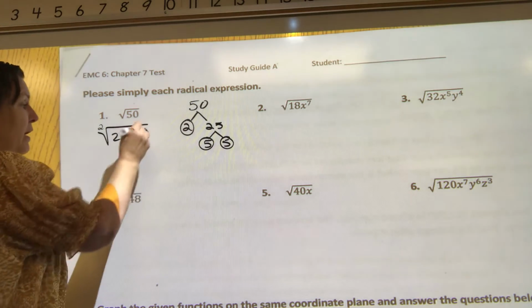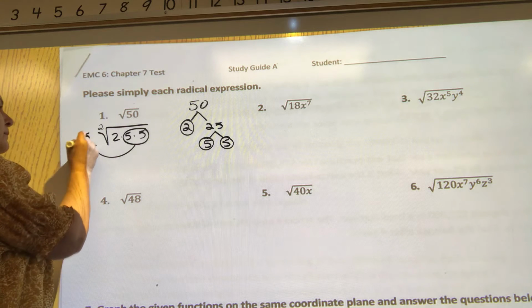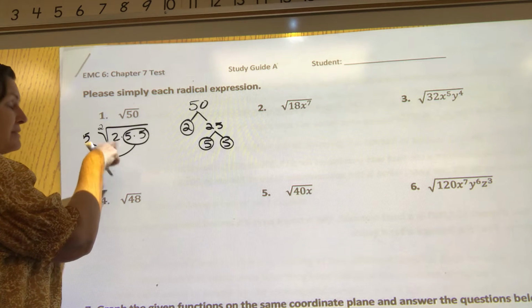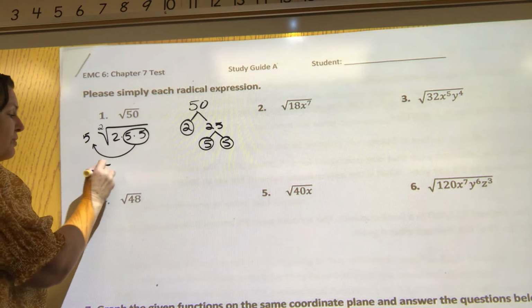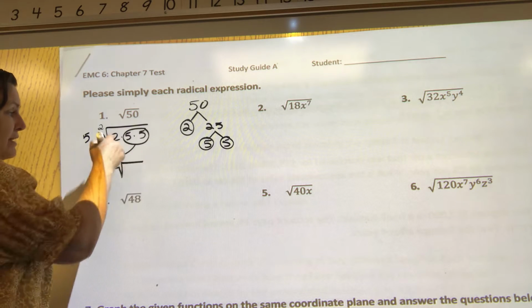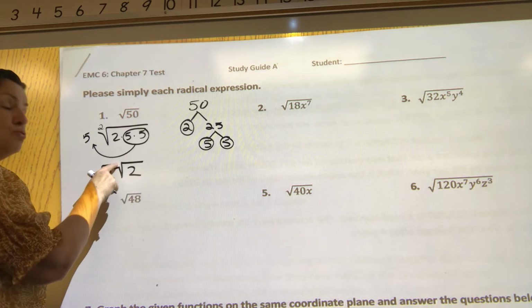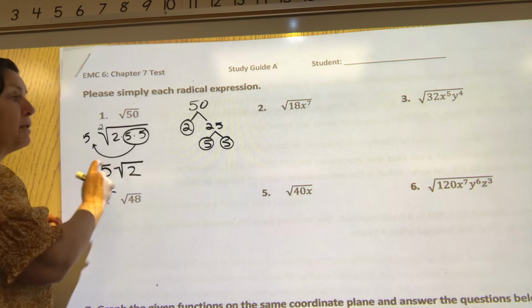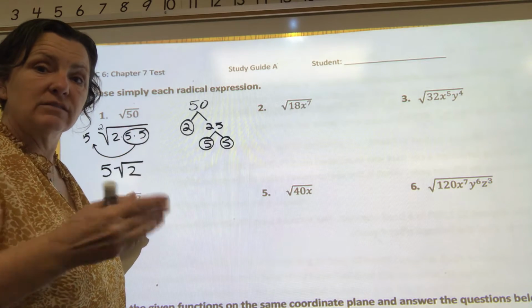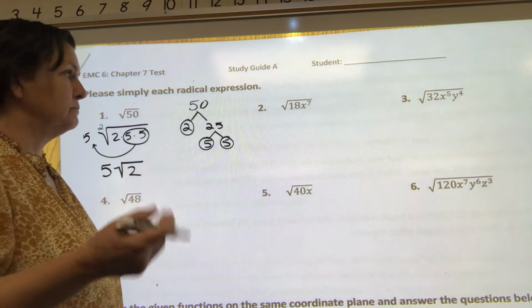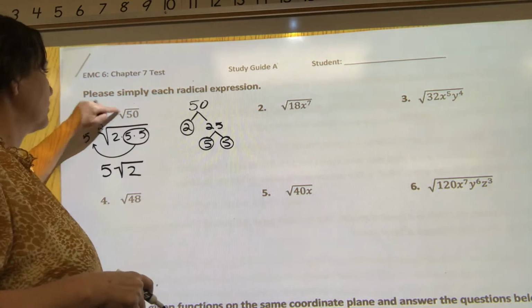I have a pair of 5s. You guys get out of here. He can't leave. He's not a pair. He's a single 2. So single people stay behind, couples leave. So the 5 is on the outside, and that 2 is left on the inside. And you don't need to write the little 2 there because it's implied. Every square root is a little 2 unless otherwise noted. I mean, if it's going to be a 3, it'll say it.